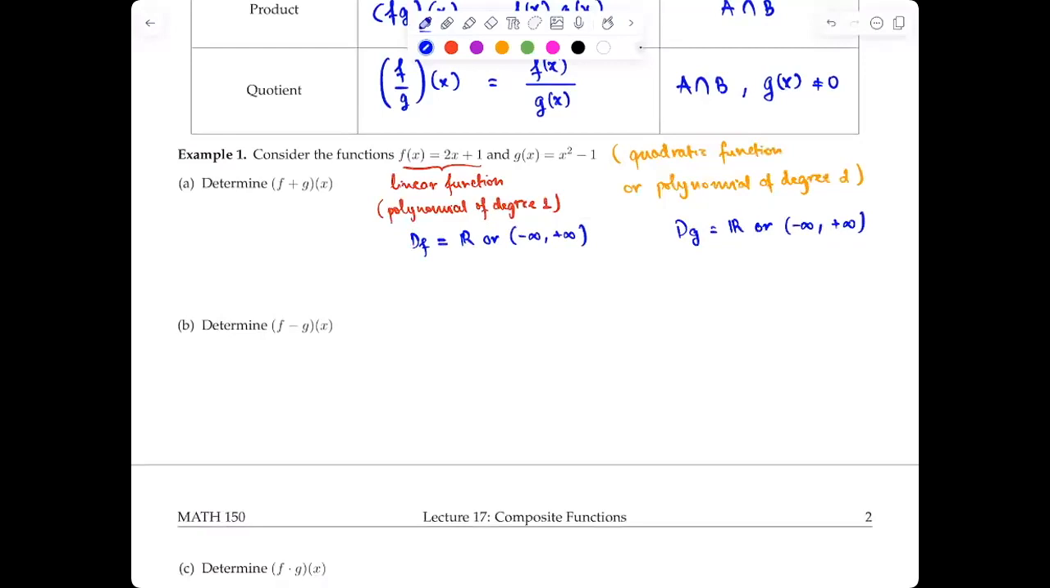All right, so now part A, we want to find the sum function. So f plus g of x is equal to f of x plus g of x. So f of x is 2x plus 1, and then g of x is x squared minus 1. Then you combine these two functions together, you get x squared plus 2x.